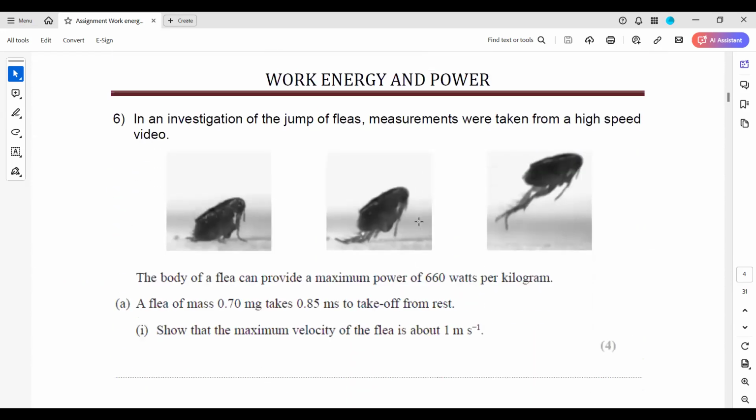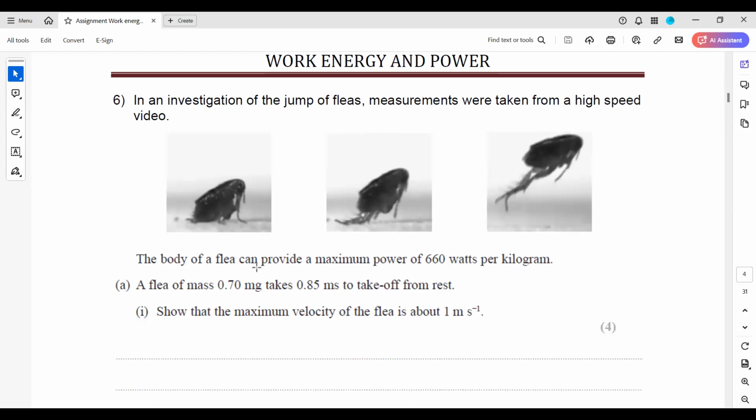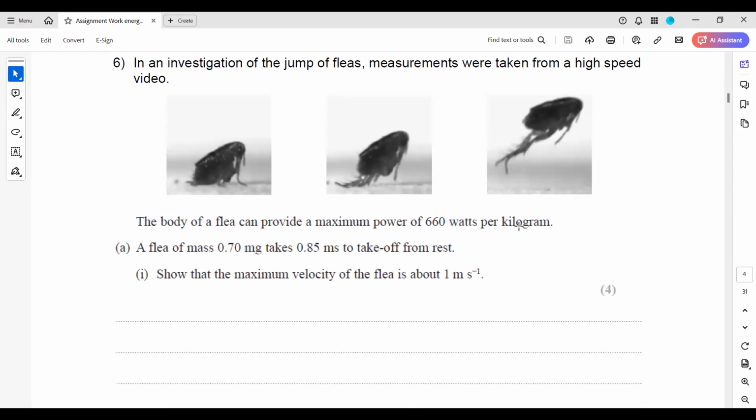Question 6. In an investigation of a jump of a flea, measurements were taken from a high-speed video camera. The body of a flea can provide a maximum power of 660 watts per kilogram. A flea of mass 0.7 milligram takes 0.85 milliseconds to take off from rest. Show that the maximum velocity of the flea is about 1 meter per second.